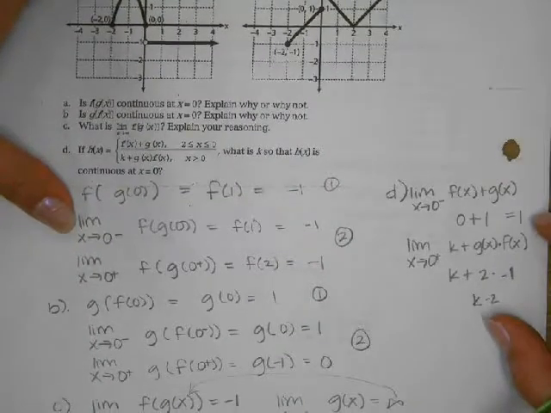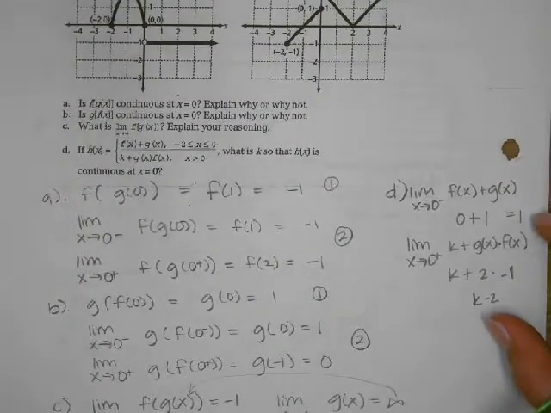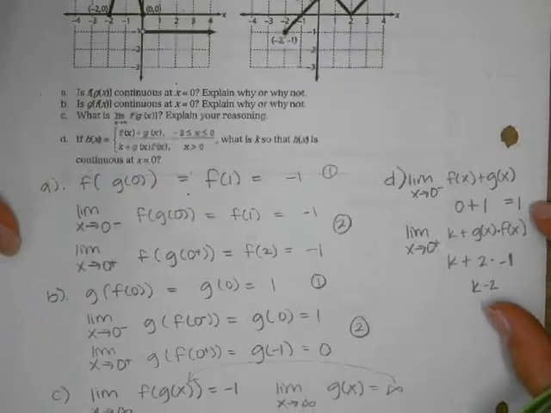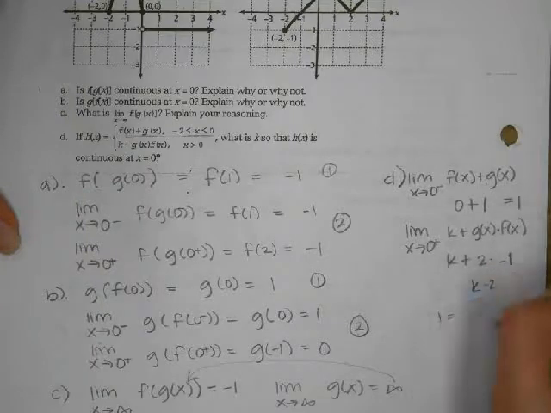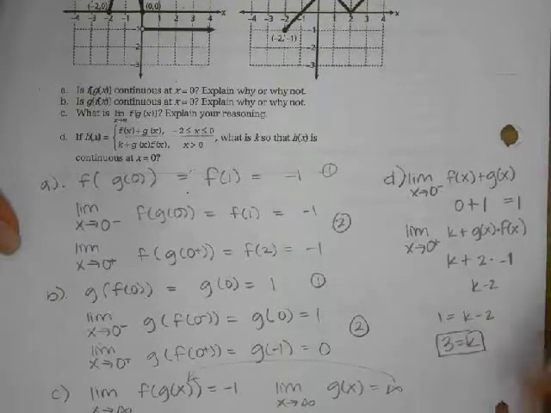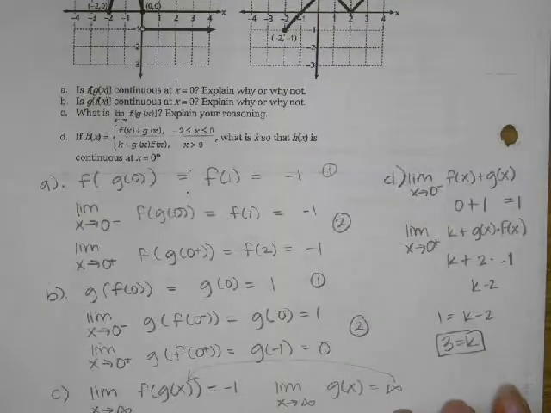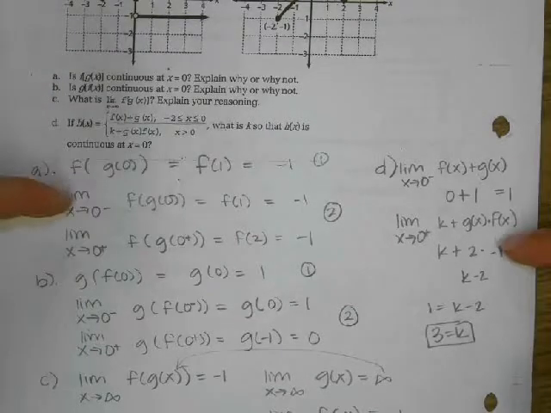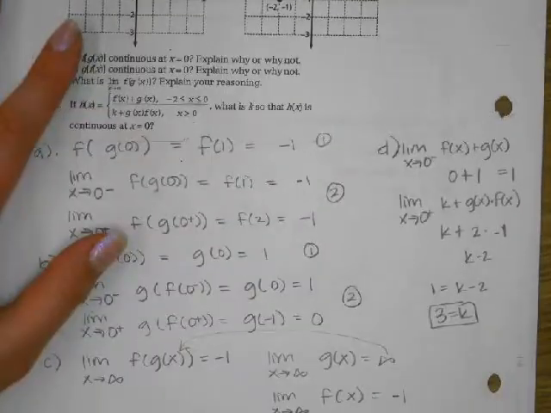So these represent the y-coordinates. We need those y-coordinates to equal each other if the function is going to be continuous. So now I'm going to say 1 equals k minus 2. And I can go ahead and add 2 to the other side, and I get k equals 3. So 3 points for that answer: 1 point for the left side, 1 point for this right side, and then 1 point for solving for that k.